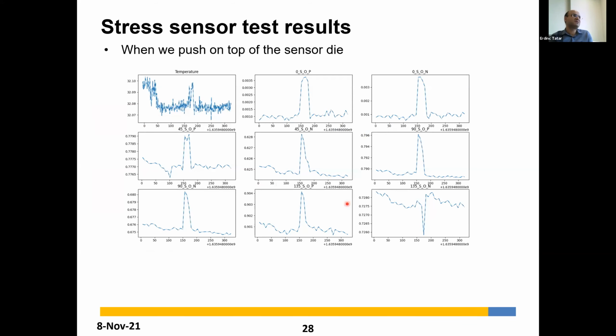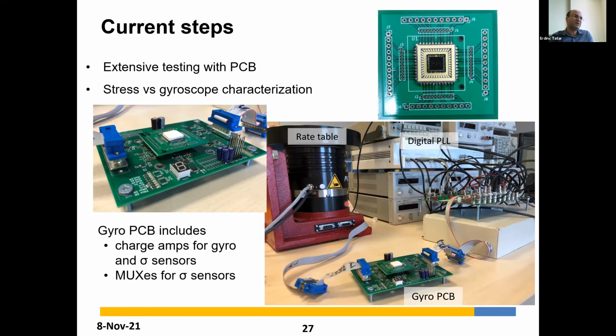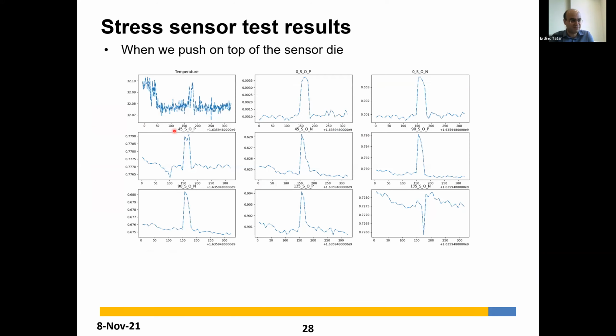So I will show you some stress sensor test results. What we do here is, this white part is just the cap. If I push on top of this device, and then I look into my stress sensors, this is the temperature, upper left one. The other ones are the stress outputs. This device had 8. We have more sophisticated ones with 16 stress sensors. As you can see, once we push, something is going on here. The stress sensors are reading.